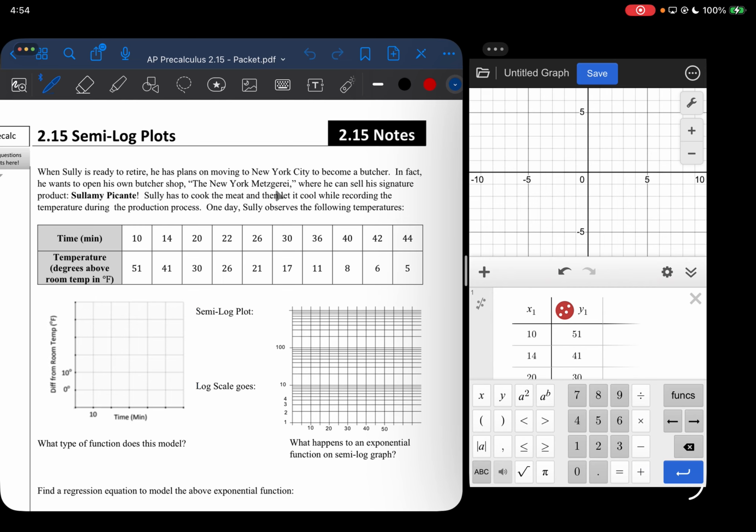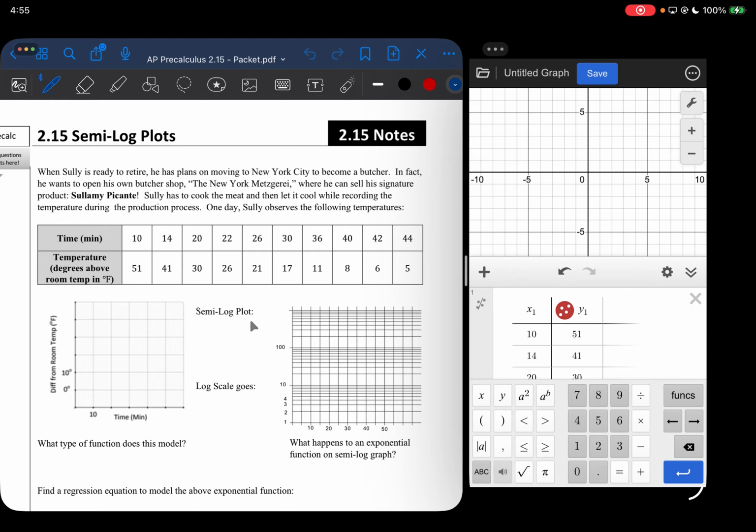So, Sully wants to open his own butcher shop, the New York Metzgerei, where he can sell his signature product, salami picante. Now he has to cook the meat and then let it cool while recording the temperature during the process. One day he observes the following temperatures. As time goes on, the temperature gets closer and closer to room temperature. This represents not the absolute temperature, but how many degrees above room temperature it is. So the longer it goes, the closer it gets to room temperature.